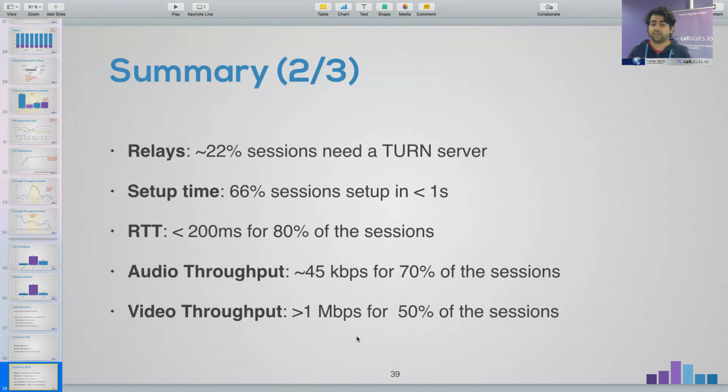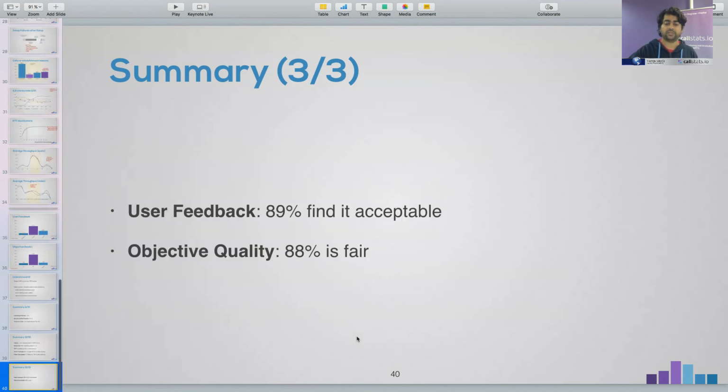80% of the calls have less than 200 millisecond RTT, and for about 70% of the calls, the audio throughput is more than sufficient. And for video, we noticed that about 50% of the calls have over 1 megabit per second, which is perhaps pretty good for a lot of the use cases that we have today. And lastly, about 89% of the people, based on user feedback, find the quality of the call acceptable, and based on our own objective quality metrics, we see 88% of the calls are fair or good.